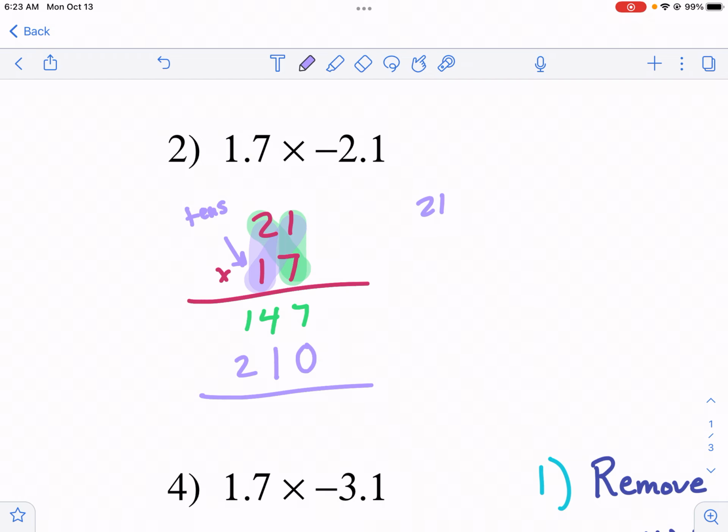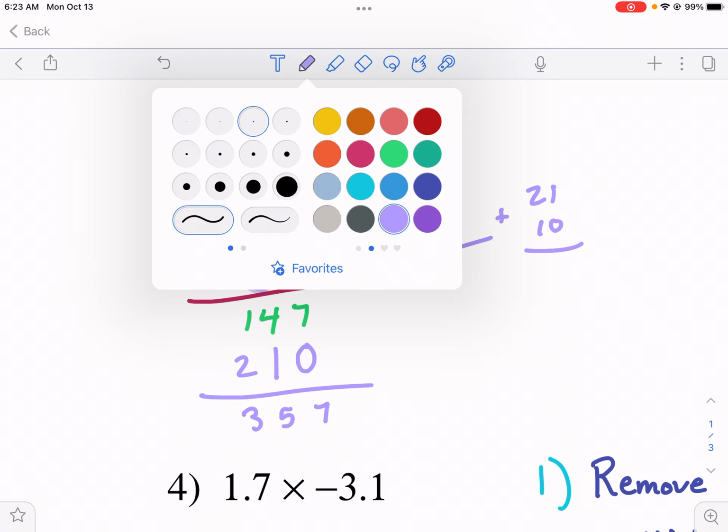Essentially what this does is I did 21 times 7 and then 21 times 10, and I'm adding those 2 results together. So I have 7, 5, and 3. So 357 is going to be my answer.